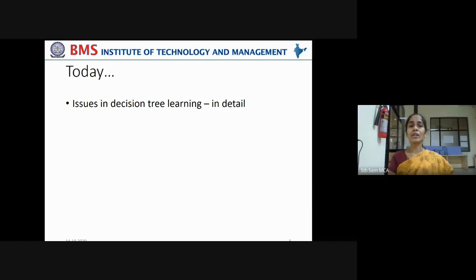Let's proceed with the issues in decision tree learning. This is a very lengthy topic. Why? Because you need to understand very clearly the concept of overfitting and underfitting. Not only with decision tree learning, but with many other machine learning models, this overfitting and underfitting problem occurs. Seeing overfitting, you should not be happy that your model is performing very well. You should also see the performance of the model with the test set. Only if it performs well with the test set also do we say that your model is generalizable, that it can predict well with unseen data.